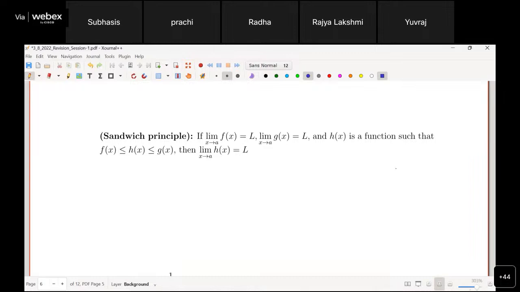So for example, suppose I have two functions f of x and g of x. Okay, I have two functions.